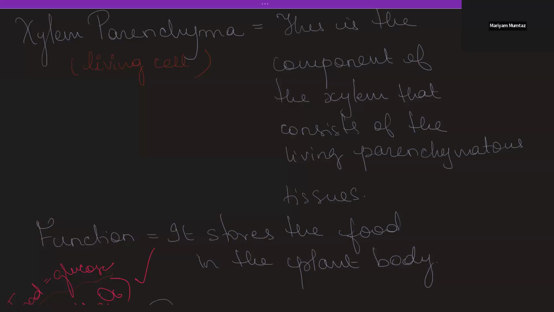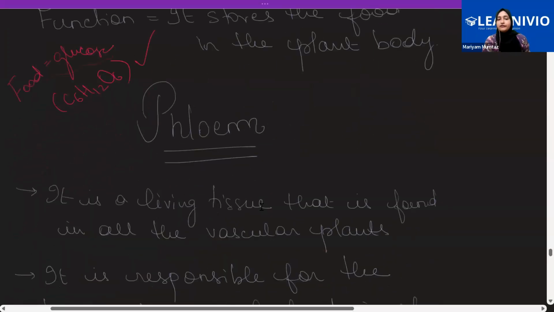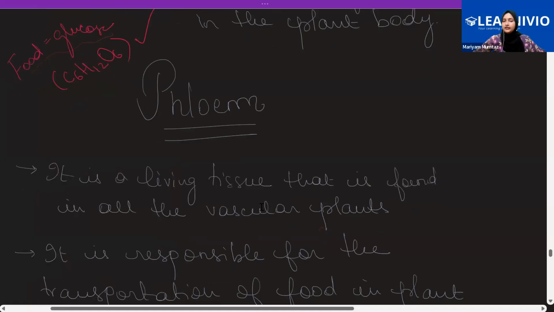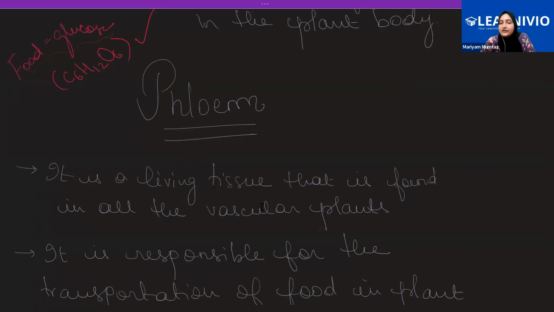Any doubts up until now, students? No, ma'am. Okay, very good. Now, moving forward, we are going to see the phloem, which is the second type of complex permanent tissue of the plants. Now, this is yet another conducting tissue or the vascular tissue of the plant. Now, this is again a living tissue. This one is responsible for the transportation of food substances in the plant.